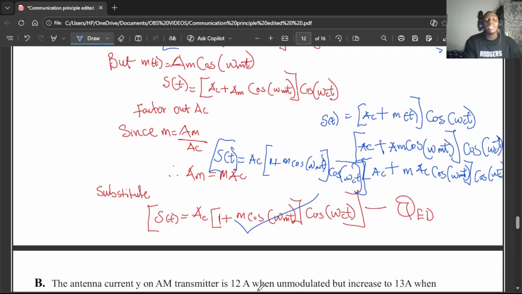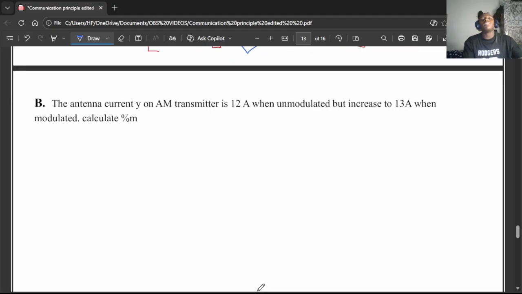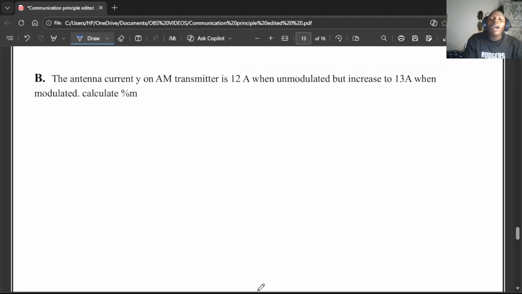Now let's go over to the next question. The next question simply says: the antenna current of an AM transmitter is 12 amp.